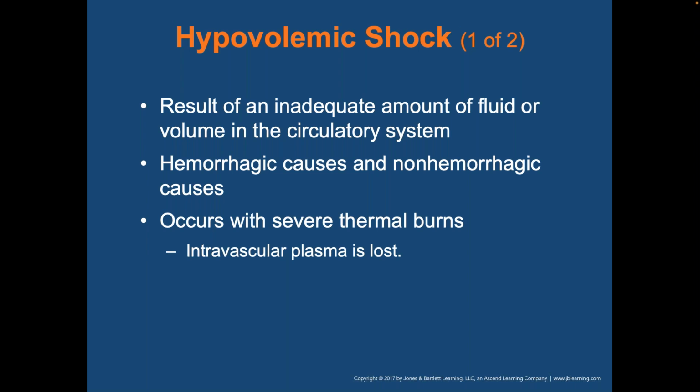The result of an inadequate amount of fluid or volume in the circulatory system is hypovolemic shock. There are hemorrhagic causes and non-hemorrhagic causes of this. Obviously, hemorrhagic being bleeding, non-hemorrhagic being like vomiting, diarrhea. Hypovolemic shock also occurs with severe thermal burns, where intravascular plasma is lost, and plasma then leaks out of the circulatory system into the burned tissue that lies adjacent to the injury.